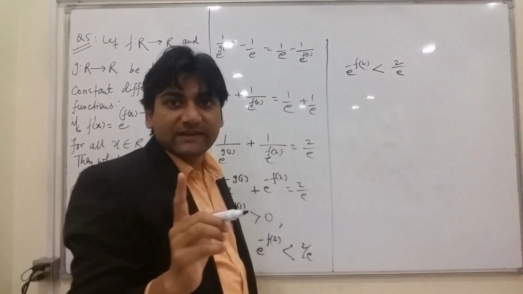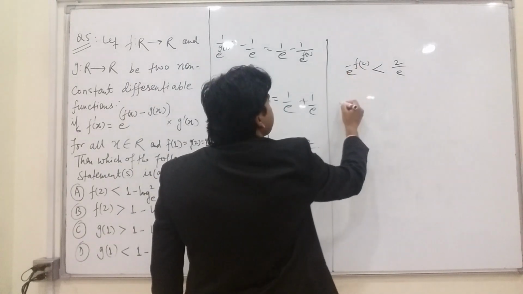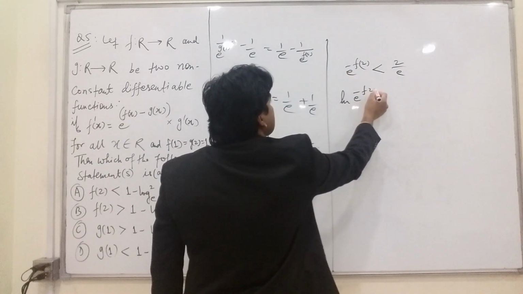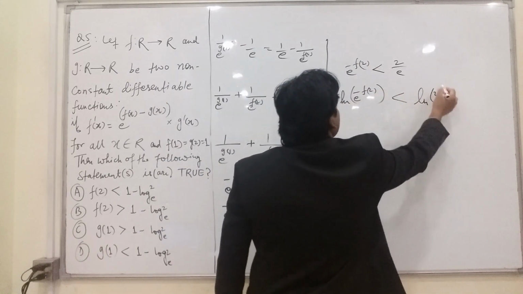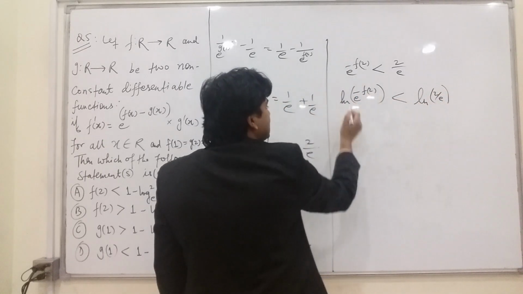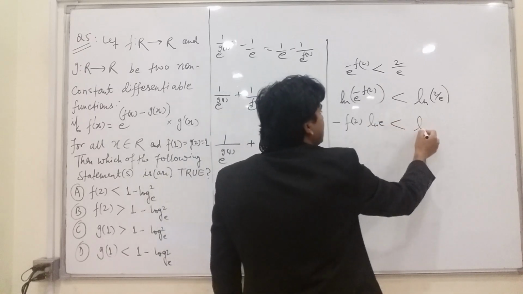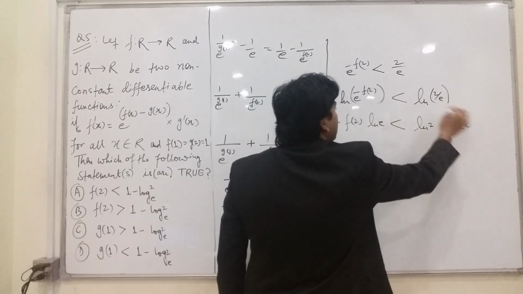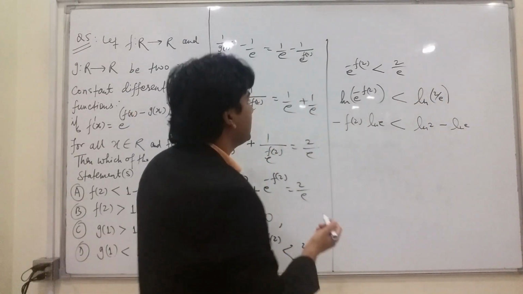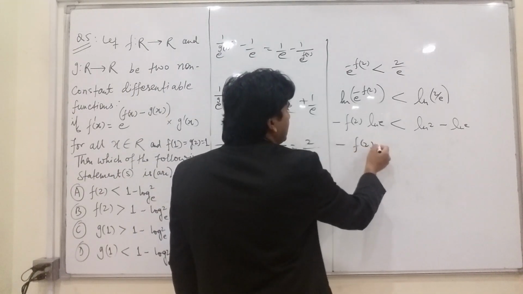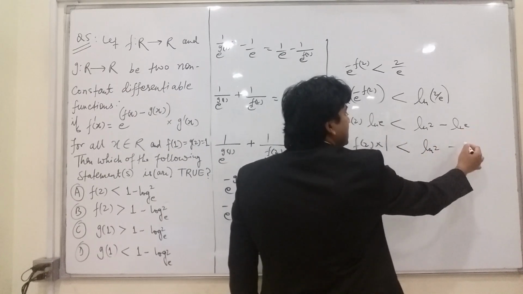Now I can apply log on both sides, base e, we can say ln. So this is ln e raised to minus f of 2, less than ln 2 over e. Then this minus f of 2 comes to this side. So minus f of 2, ln e, less than ln 2 minus ln e, with the log property: log m by n equals log m minus log n. So minus f of 2, ln e means 1, less than ln 2, and ln e means again 1.